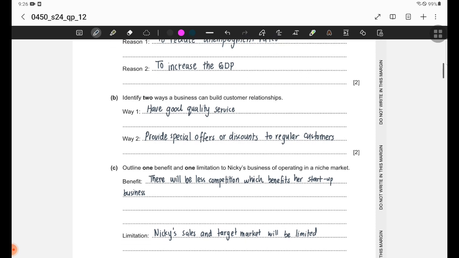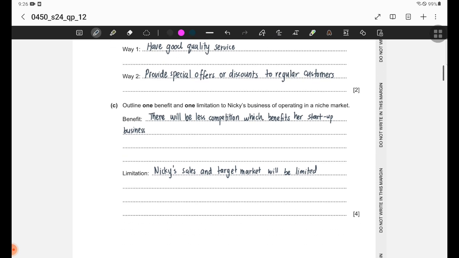All right, so part C of the question, you have to outline 1 benefit and 1 limitation to Nikki's business of operating in a niche market. Okay, so there's again 1 for each. So of course, your mark allocation will be 2 marks each. Okay, so how are you gonna gain your marks? All right, so you'll gain a mark for the knowledge, and then another one for your application.